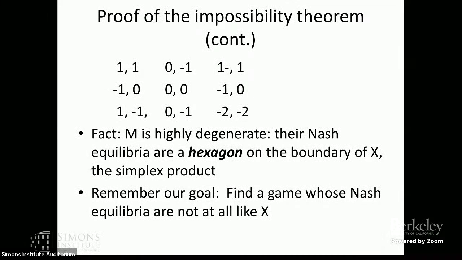M is highly degenerate and the Nash equilibria are a hexagon on the boundary of the simplex product. Okay, imagine a simplex product. You can't imagine it, it's four dimensions. Okay, but imagine a polytope, and a hexagon on its facets. Okay, that's the Nash equilibria. That's the set of Nash equilibria of this game. Okay. Now that I explain this.